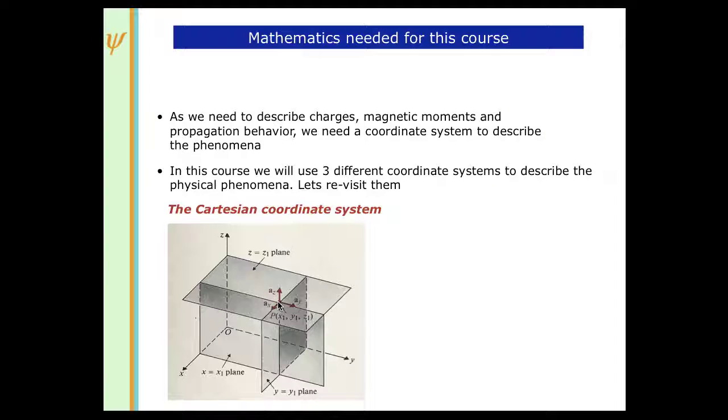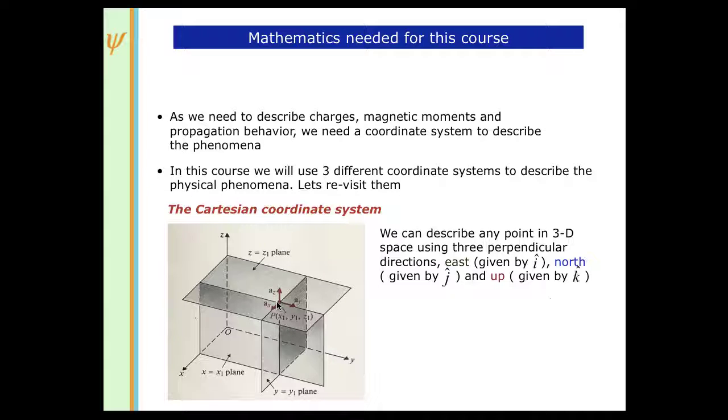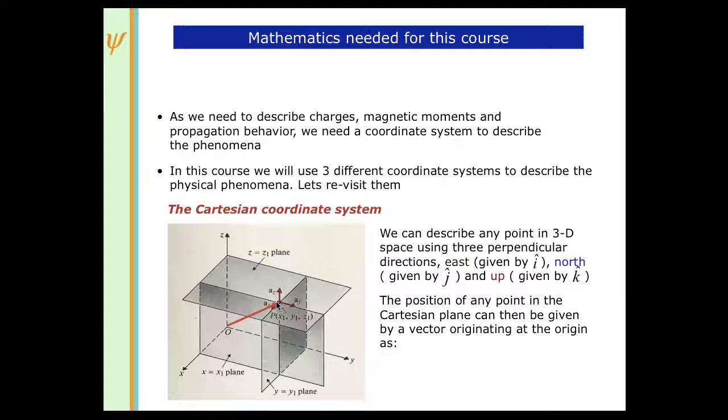Any point in space can be represented by a vector which starts at the origin and ends at this point P. This vector can be represented as a sum of three vectors, each directed along one of the axes. The unit vectors corresponding to each direction are usually called i, j and k, or sometimes they are called a sub x, a sub y and a sub z.